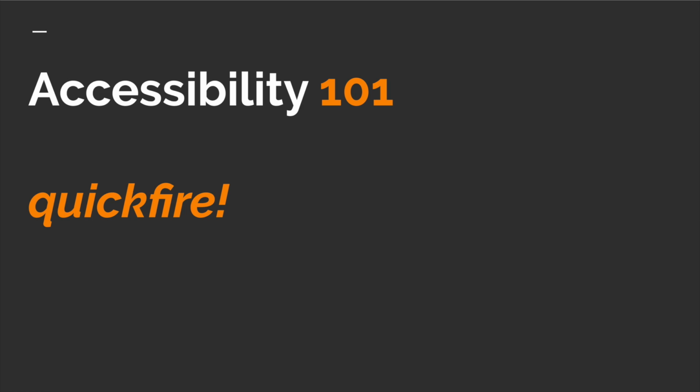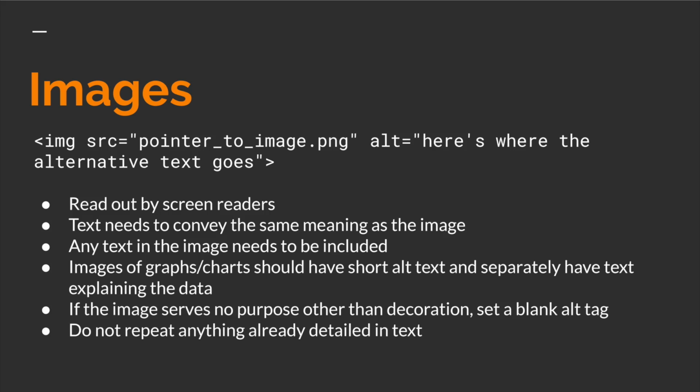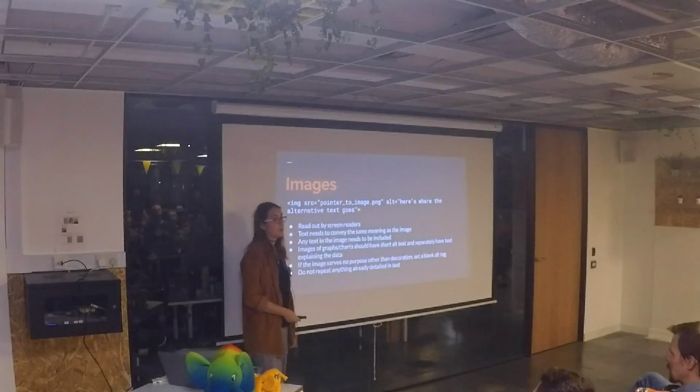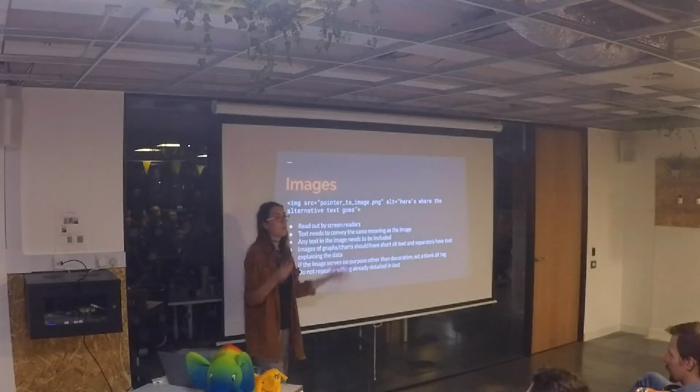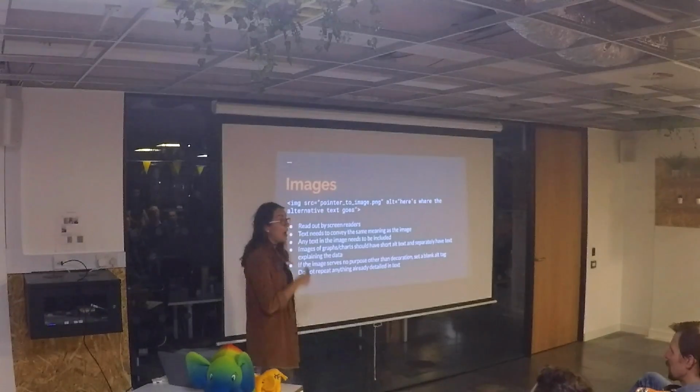So I'm going to do a quick fire round of accessible things you should include in your website. With images, most people know that you need alt text, but your alt text should have the same effect as your image has on someone who can see the image. So it's got to have the same feel as it would when it appeared on the page. Any text in the image needs to be added to the alt text.